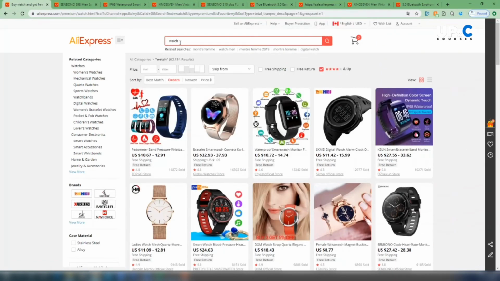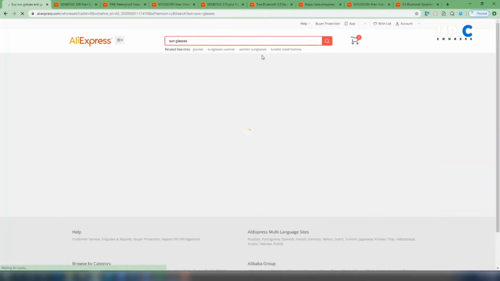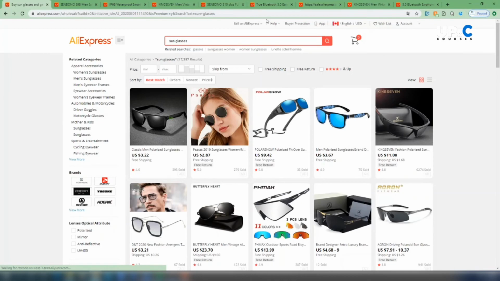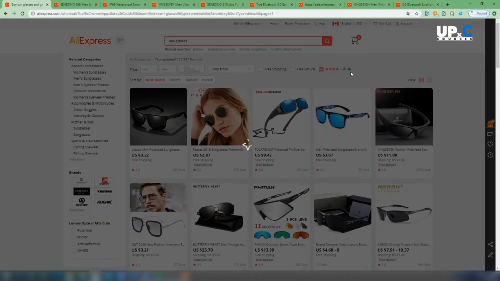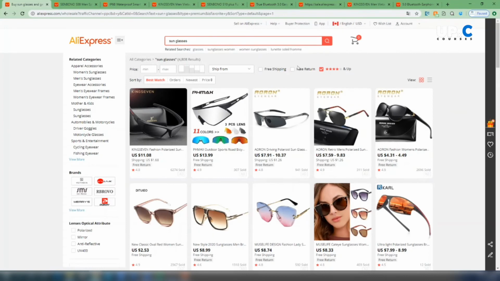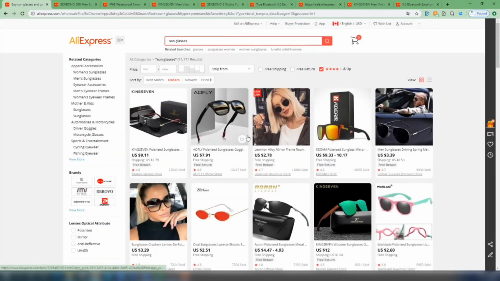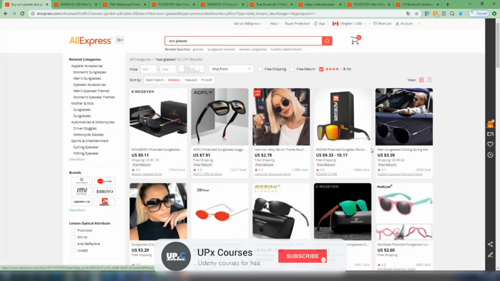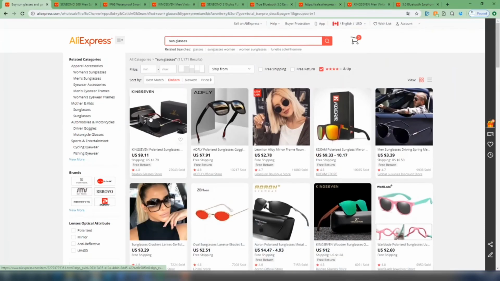First thing, you look for your products. Let's take another product, sunglasses, for example. So let's say you're on sunglasses. First thing you want to do is choose 4 stars and higher. When you have your 4 stars and higher, you want to choose the products with the most orders possible. So here you have all your products with a lot of orders. Let's say you take the first one.